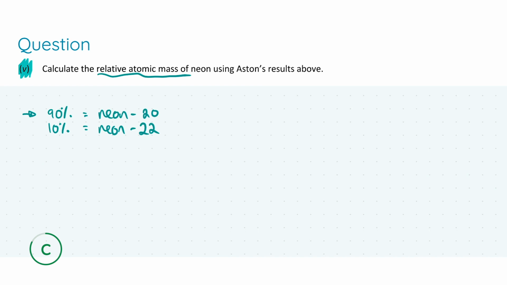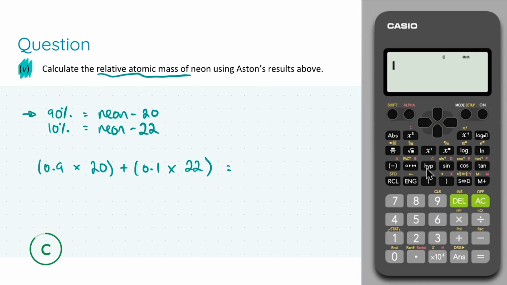The way we're going to do that is by multiplying 90%, or in this case 0.9, times 20, and then we're going to also add this to 0.1 or 10% times 22. What this basically means is if 90% of the atoms are 20, and then we add to that the 10% which are 22, it'll give us a relative abundance of neon present, so it'll give us the relative atomic mass of neon. By plugging this into our calculator, we should get our answers.